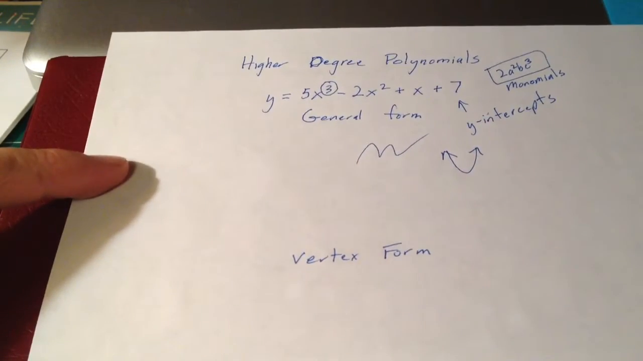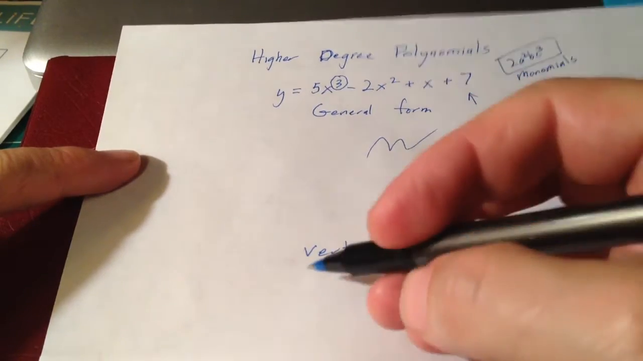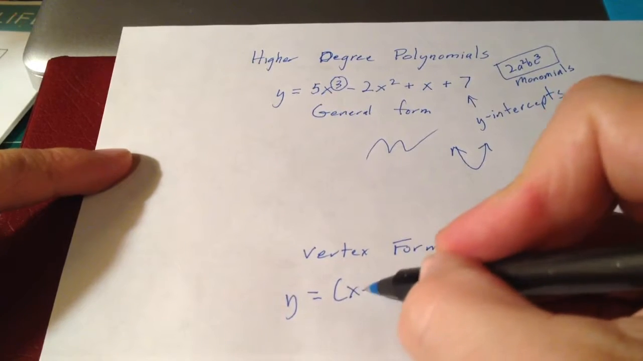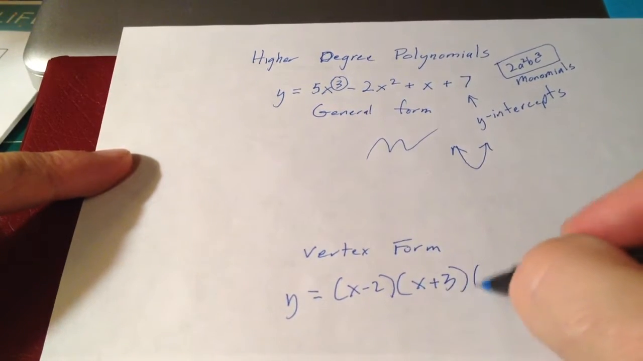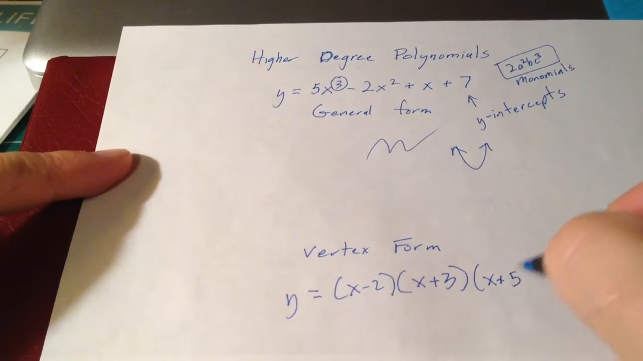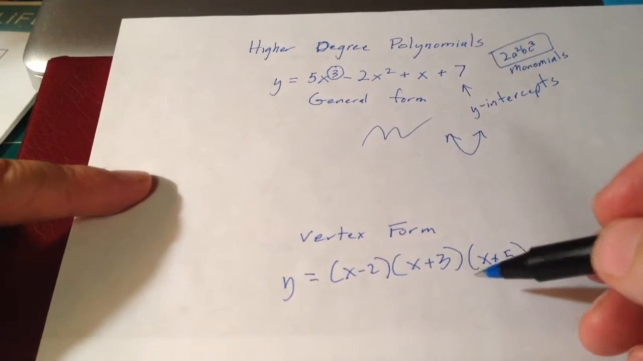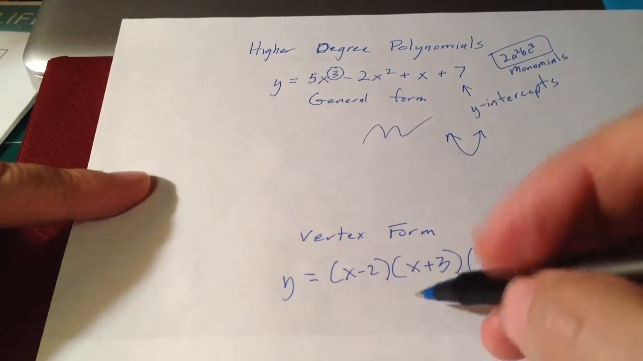What's more useful when we get to these higher degree polynomials is vertex form. So if I can write something like y equals (x minus 2)(x plus 3)(x plus 5), I'm making one up. This is not related to the one above. There's a lot of information that I can get from there immediately, and some I can get very easily. So first of all, I know where my zeros are. This has got 3 zeros.